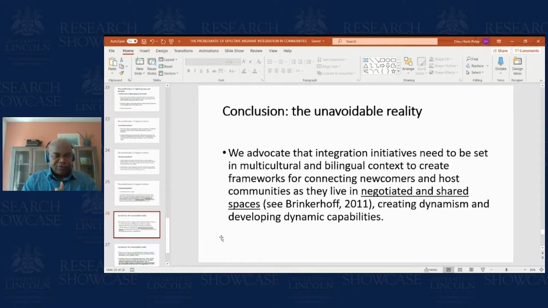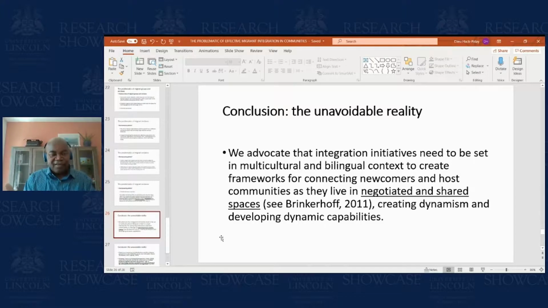I think I'm coming to a conclusion now. And I think we have to face the reality. With the George Floyd killing, with all these reports that we have about inequalities, about lack of integration, we have to face the unavoidable truth. And this is that we advocate in our own case here that the integration initiative that we have needs to be set in a multicultural context.